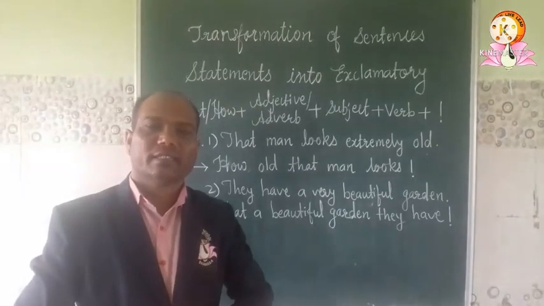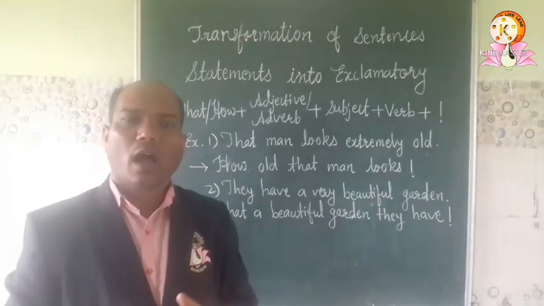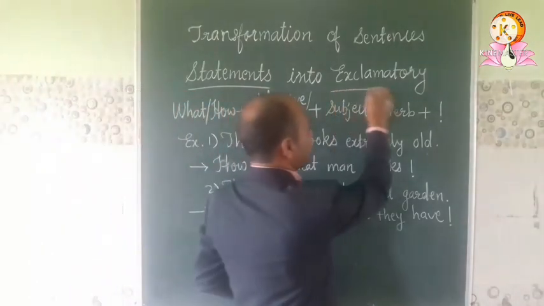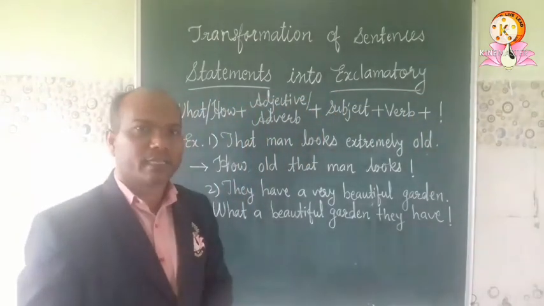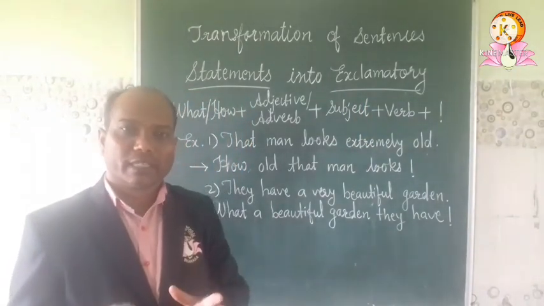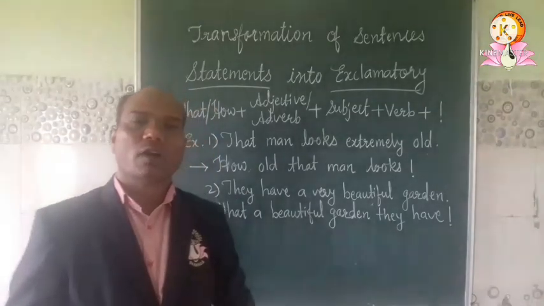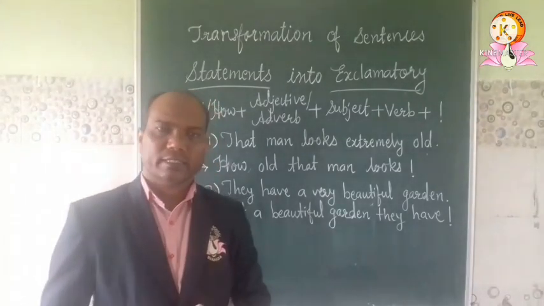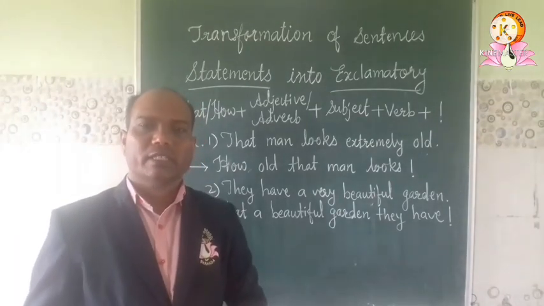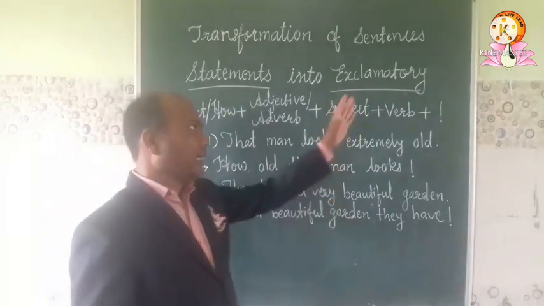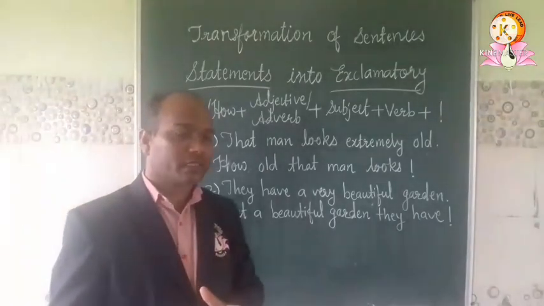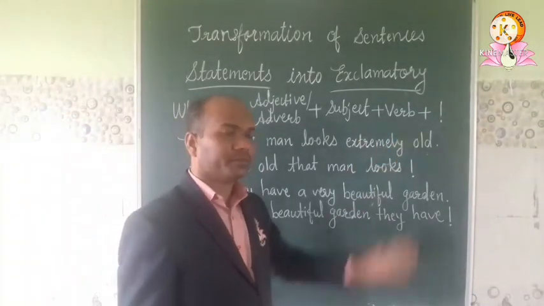Now dear friends, let's understand how to convert statements into exclamatory sentences. First, let us understand what is meant by an exclamatory sentence. A sentence which expresses sudden strong feelings or emotions such as joy, sorrow, excitement, etc. is called an exclamatory sentence. An exclamatory sentence ends with an exclamation mark.